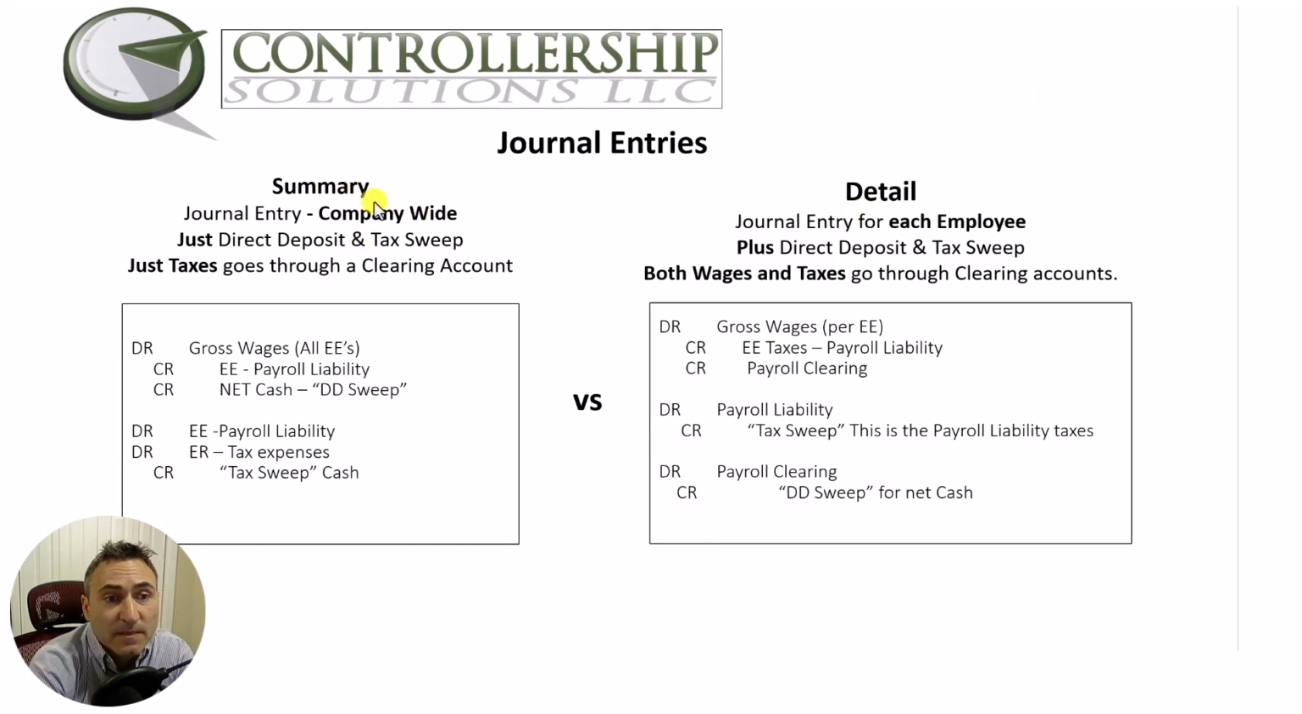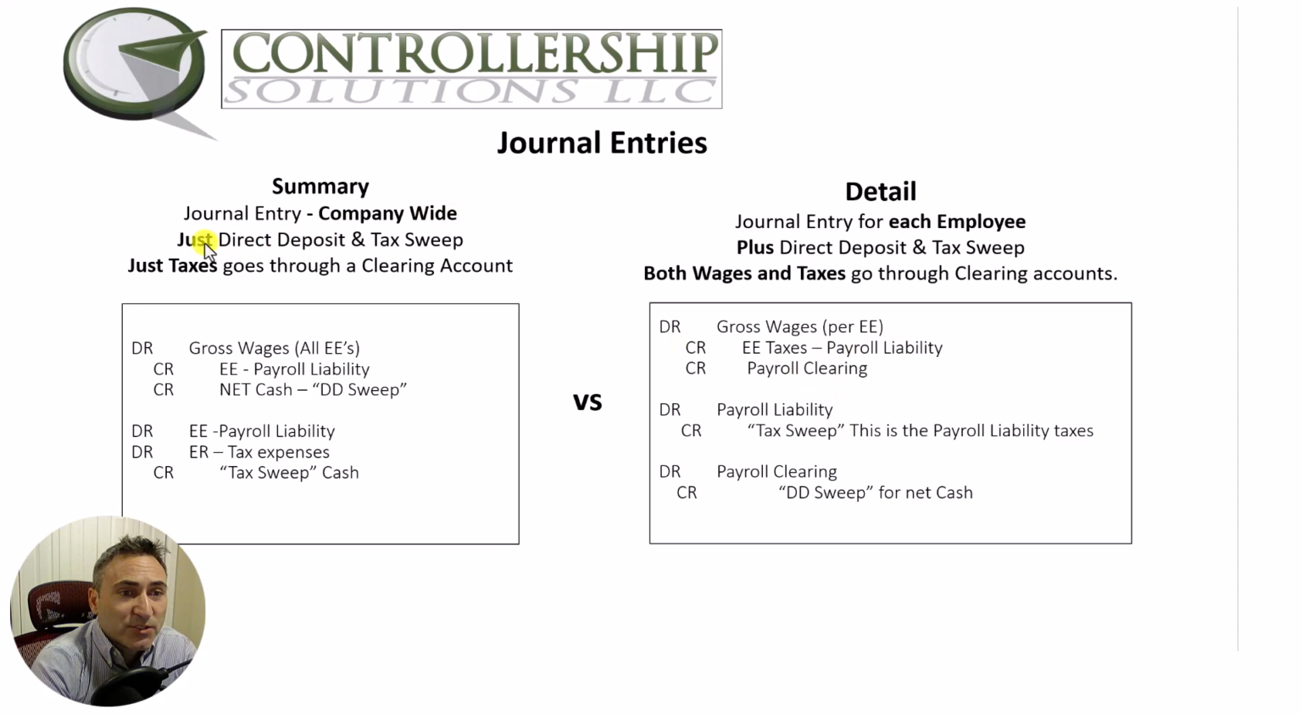In short, the summary is a journal entry that is company-wide. For detail, it's each individual employee. So if you've got multiple employees, that could be multiple journal entries. At a minimum, it would be three with one employee.